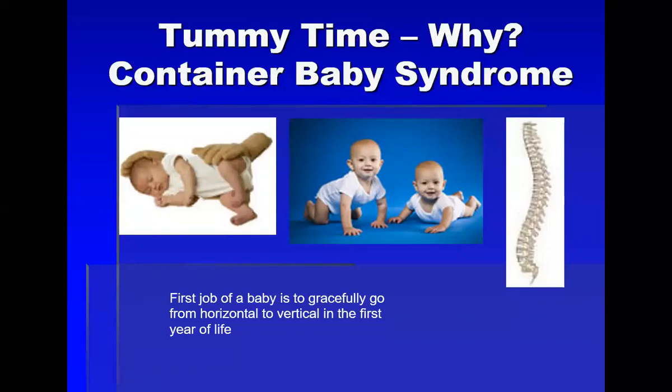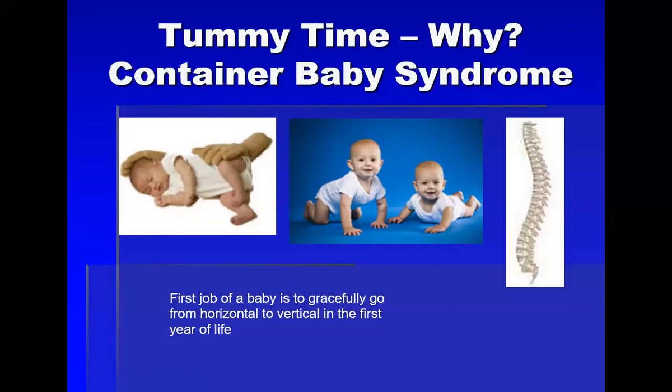There are windows of time where this neurological development is happening. And when babies are in containers that keep them from being able to do the things that I just mentioned, then they miss out on these different neurological windows. So the first job that a baby has in their lifetime is to gracefully go from being horizontal to being vertical. And it takes them about 1 year to do that. And you can help this process immensely by not putting them into containers.